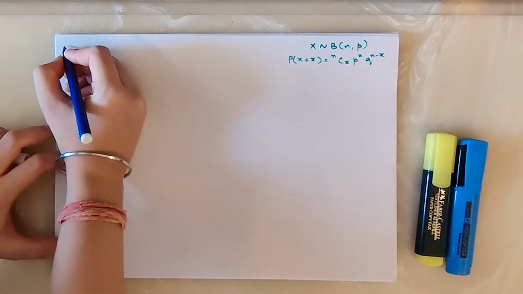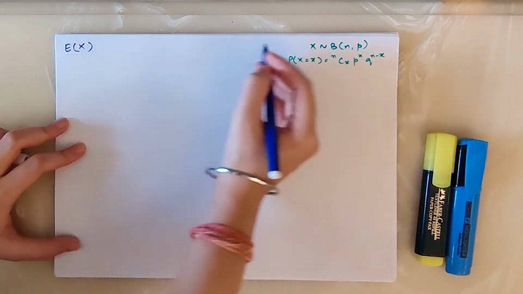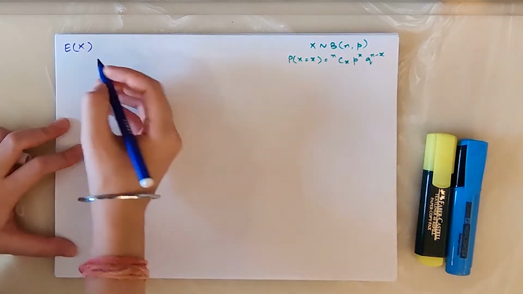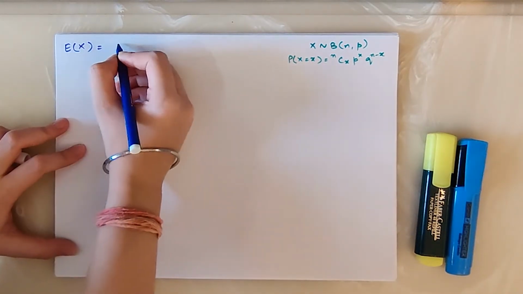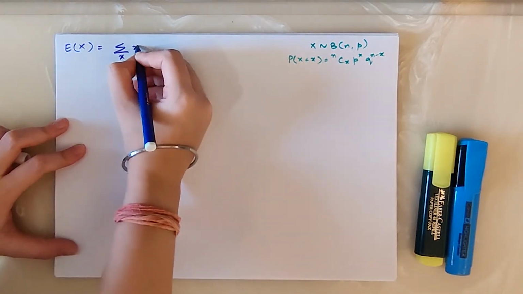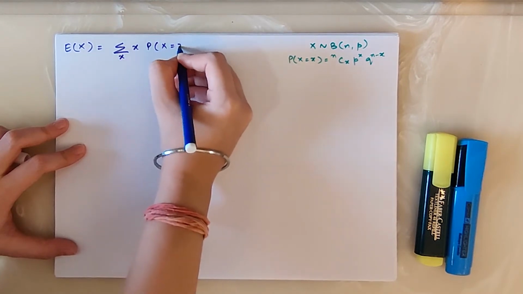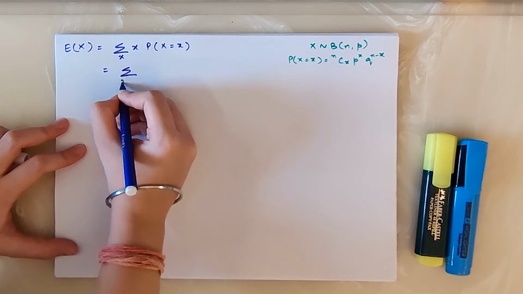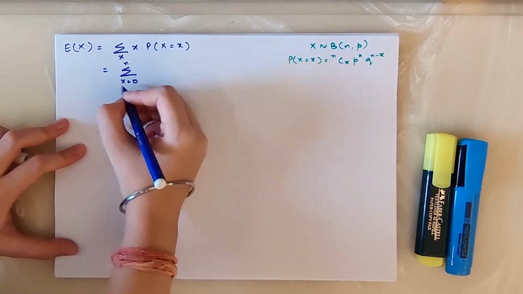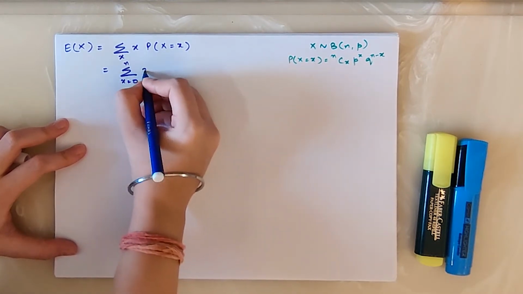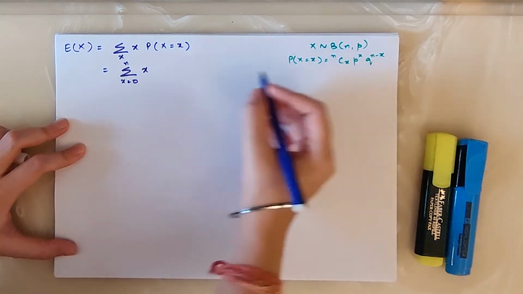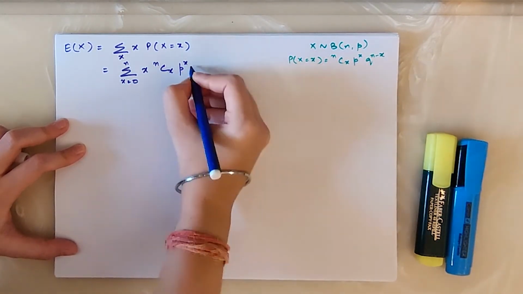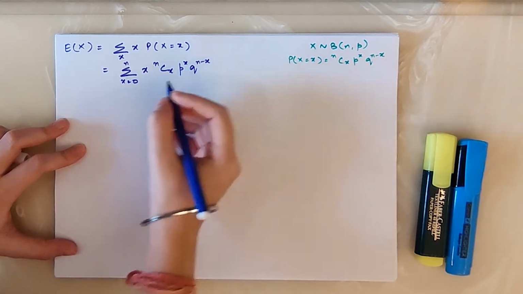Now let's calculate the expectation of X, where our X follows binomial n comma p and our probability is given by this particular formula. So our expectation of X is equal to summation over x into probability X = x. So this is equal to summation over x equals 0 till n, since that is the range of X, into probability X = x, which is nCx p raised to the power x and q raised to the power n minus x.